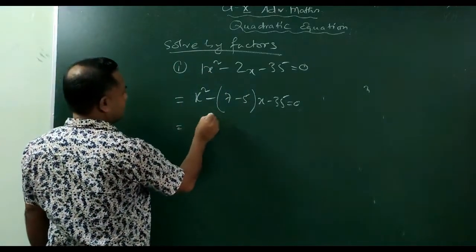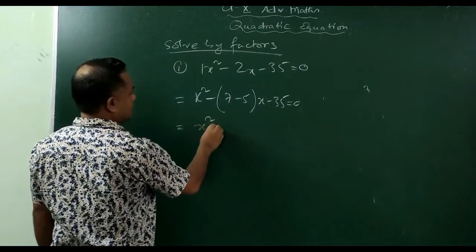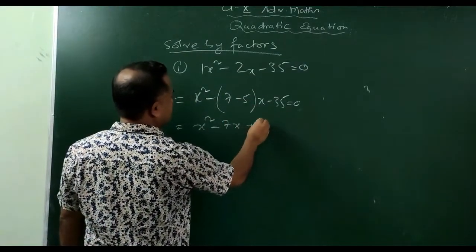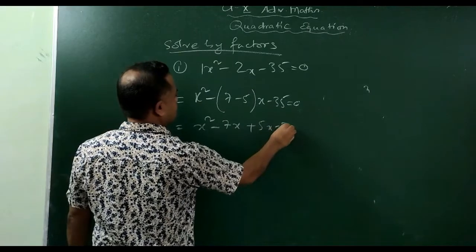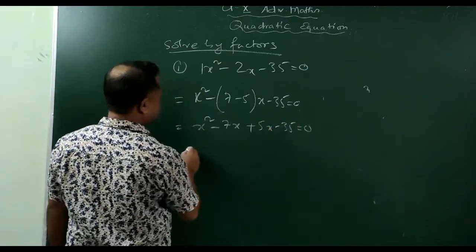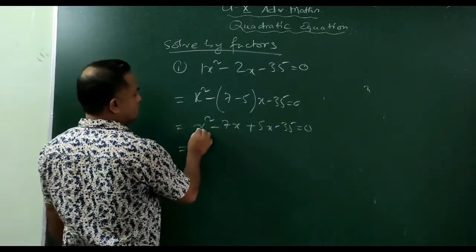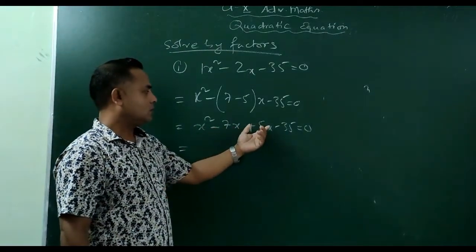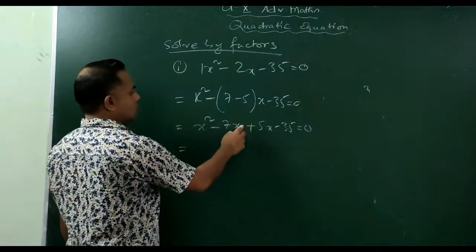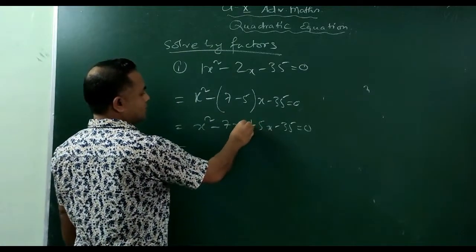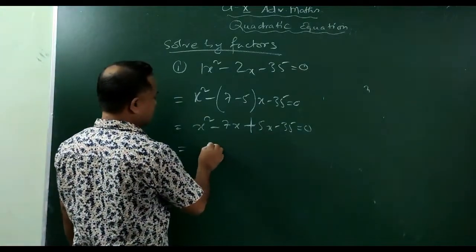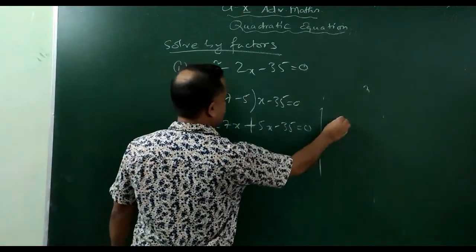So we will break this bracket: x square minus 7x plus 5x minus 35 equal to 0. Now the rule says that the first term and the second term you will take the common, and the third term and the fourth term you will take the common. So we cannot break this sign. This is called a parental sign. So what we will do is try to take the common.